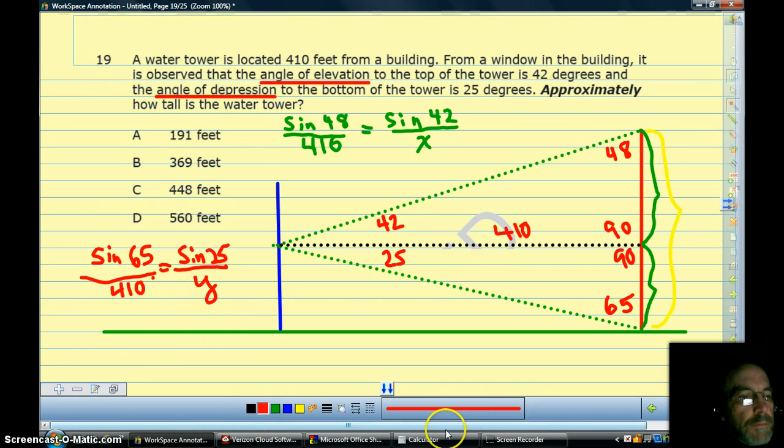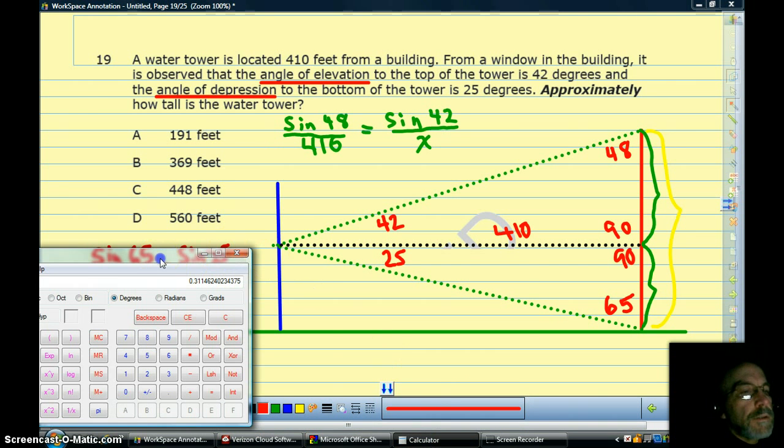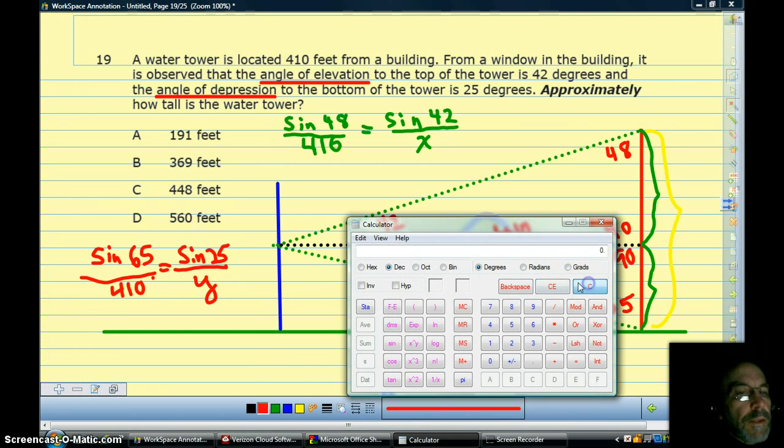So we go to the calculator, and it would be sine of 42 times 410 divided by sine of 48. So we go 42 sine times 410 divided by 48 sine equals 369.